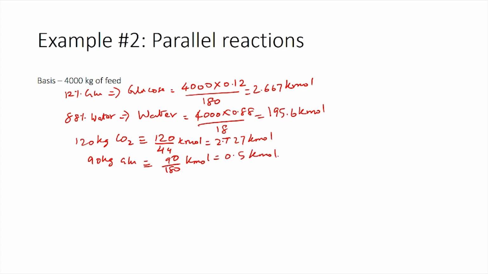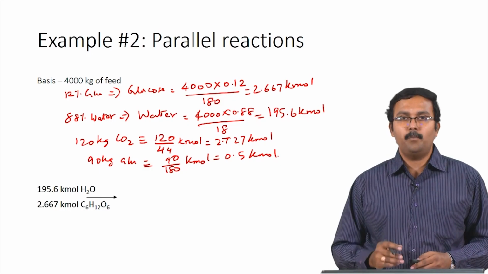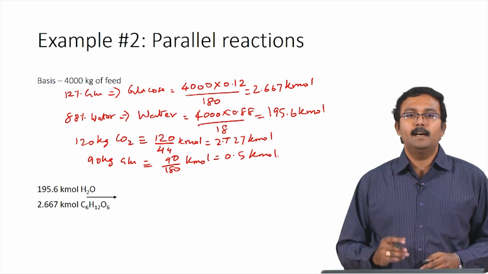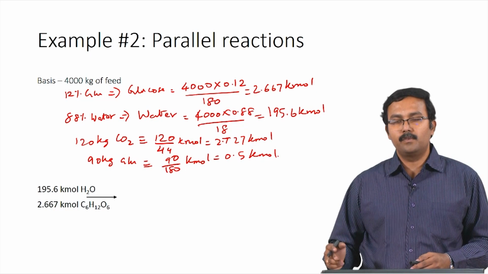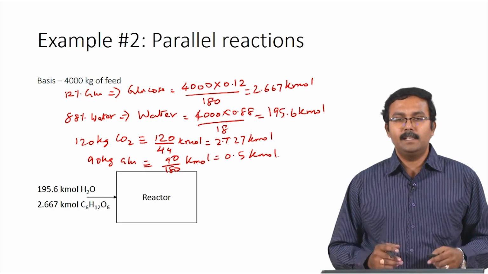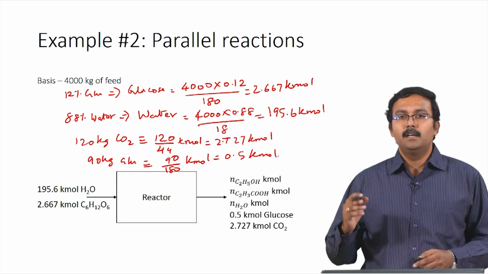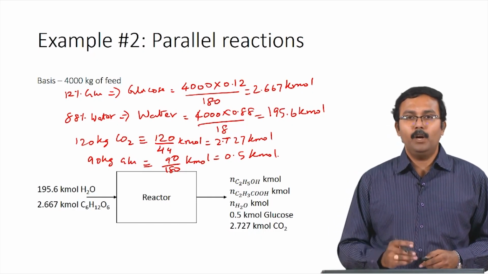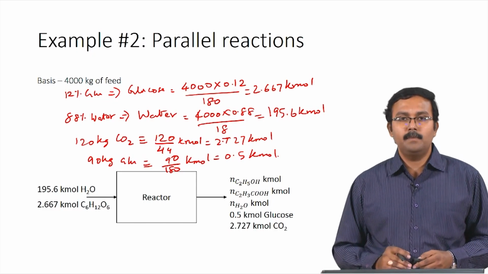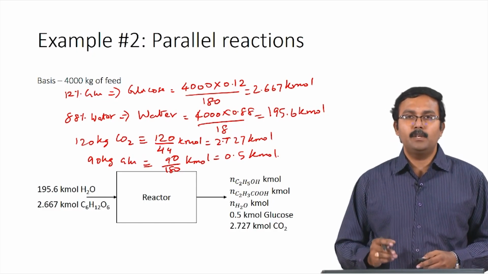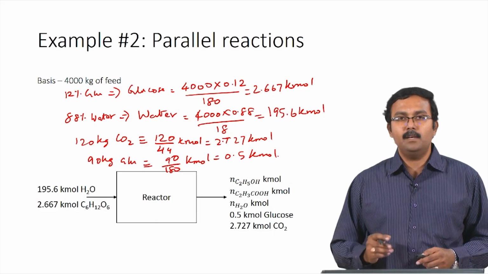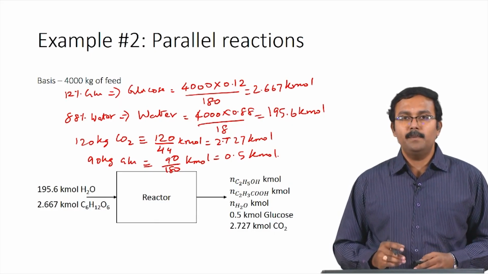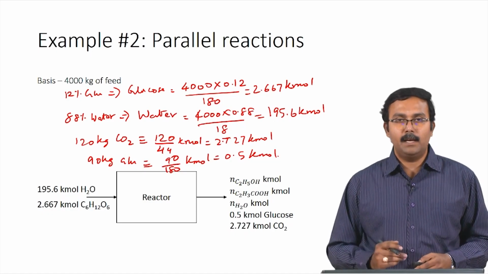So let us now draw the flow chart for the process. The process would look like this. We have 195.6 kilomoles of water and 2.667 kilomoles of glucose entering the system, where it gets reacted to form ethanol, propanoic acid, water, and you have 0.5 kilomoles of unreacted glucose remaining, and you also have 2.727 kilomoles of carbon dioxide which is produced. With this information, let us start solving the material balance problem.